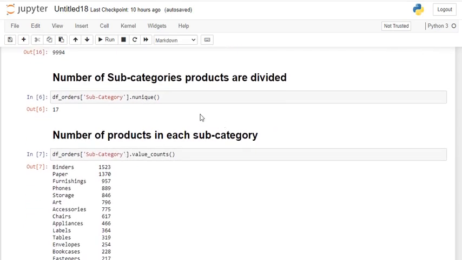Number of subcategories the products are divided into. How many unique values of subcategories? There are 17.